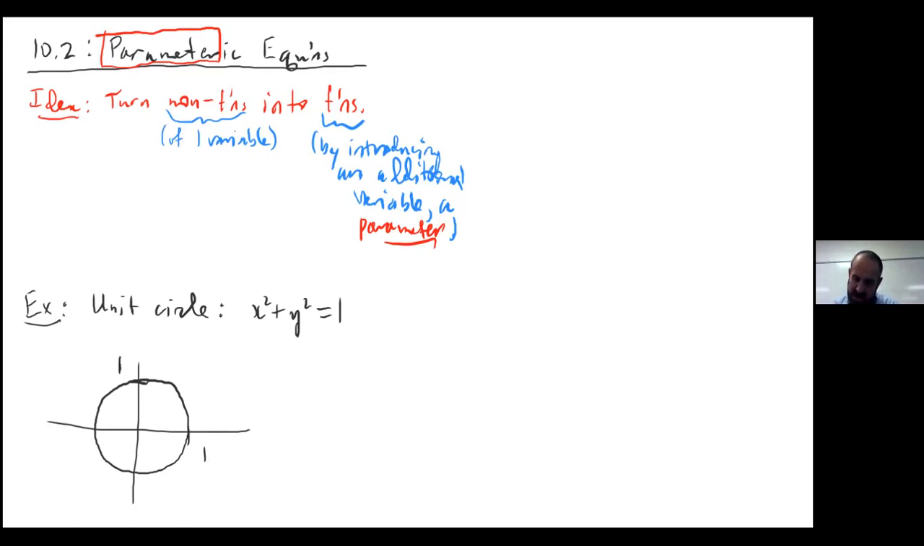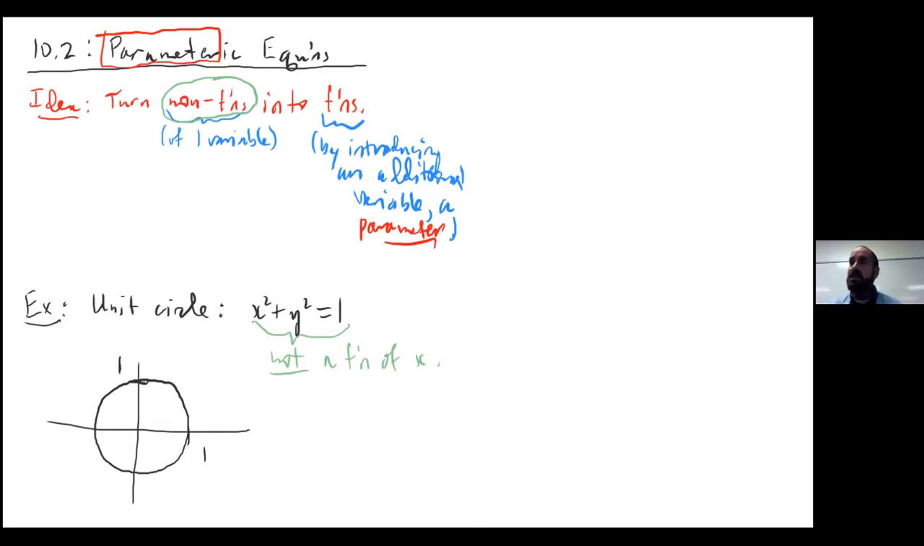Now, part of the problem with this equation on its own is that it is not a function of x. You understand what I'm saying? And it's not a function of y either. So that's what I mean by up here at the beginning. We're trying to turn non-functions of one variable into functions by introducing a new variable that we call a parameter, okay?